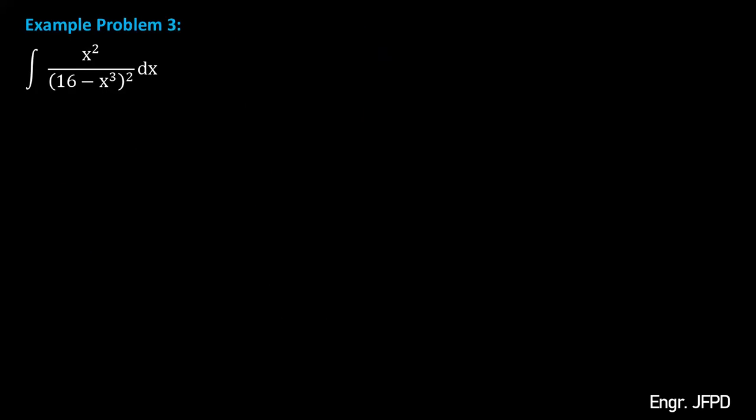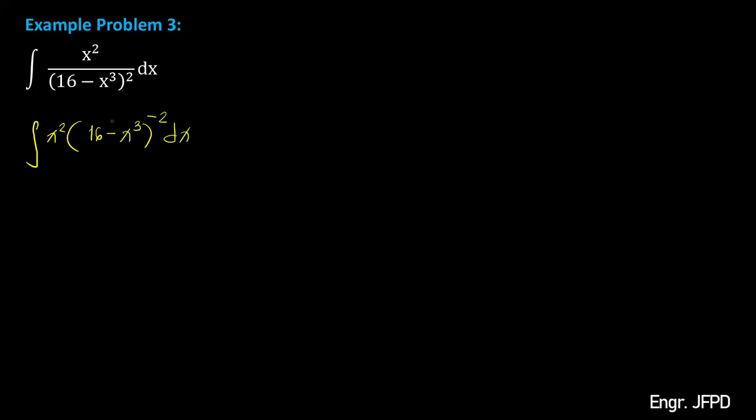For our next example problem, this is the integral of x squared over the quantity of 16 minus x raised to 3, then squared, dx. To solve this problem, first let's rewrite our equation applying the law of negative exponent, wherein we can rewrite this as x squared multiplied by (16 minus x cubed) raised to negative 2 dx.